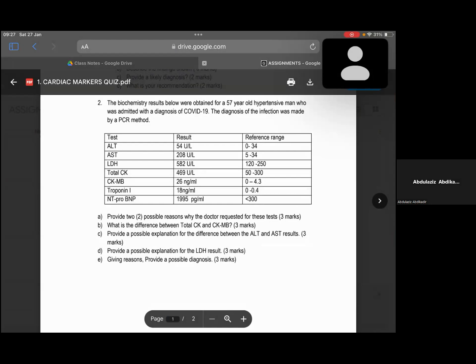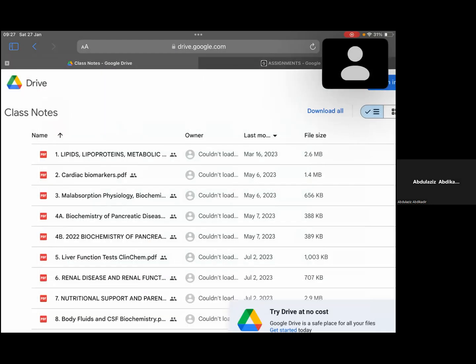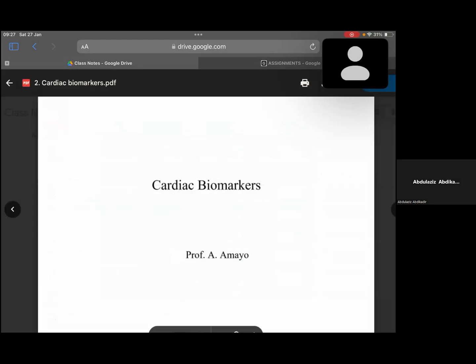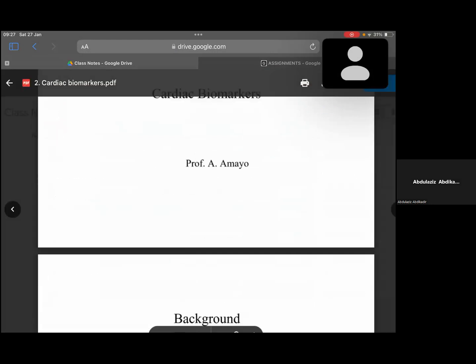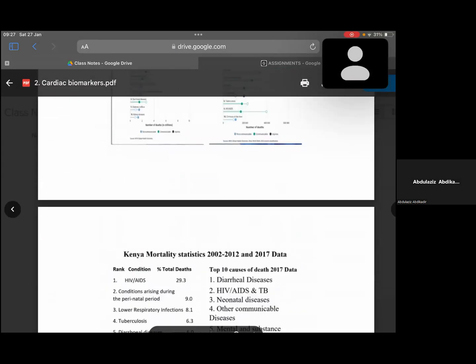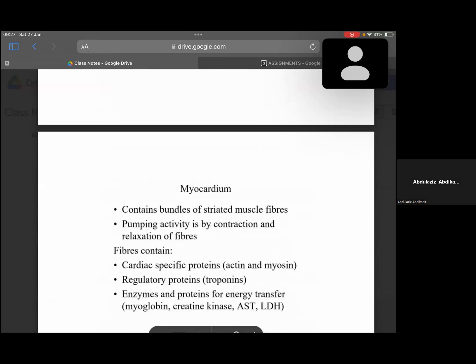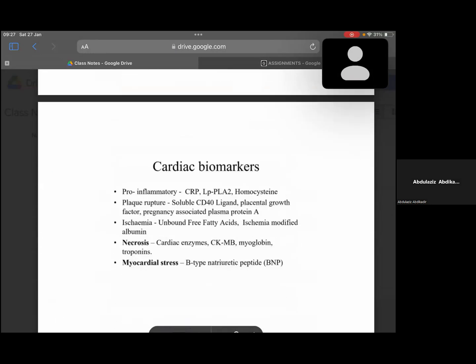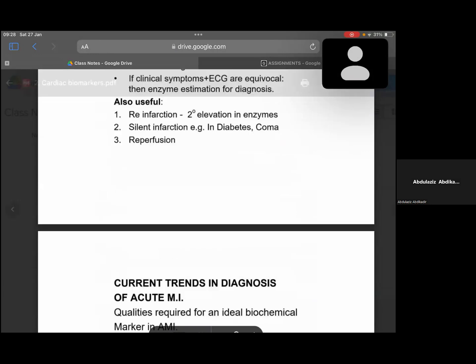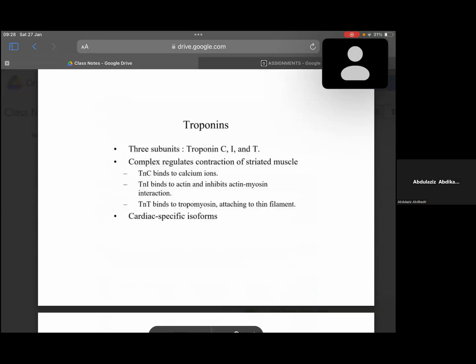No problem, no problem. So troponin, there is troponin I, C, and T. The troponin I is the inhibitor. Troponin C is the one that deals with calcium. Troponin T is the one that binds to tropomyosin. Which part of the troponin is equivalent? Give me 1 minute.